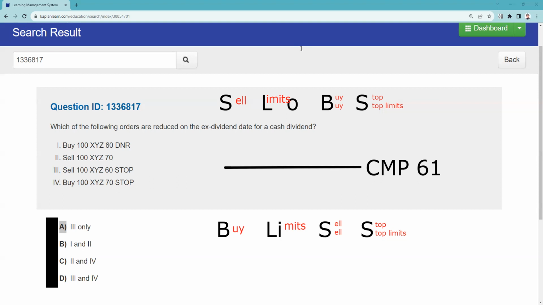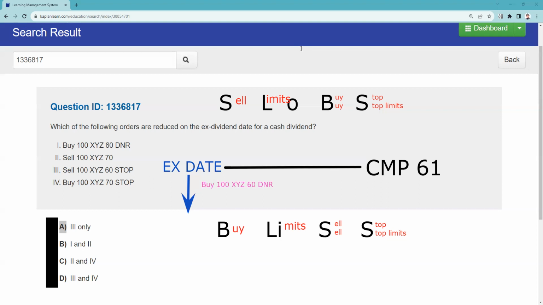All right, so now let's look at our orders. We only are interested in looking at orders below the market because those are the only ones that could get triggered accidentally as a result of the market action. So our first order, buy 100 XYZ 60. So that is a buy limit. It's my job as a broker to know that that's a buy limit. The customer doesn't have to tell me that.